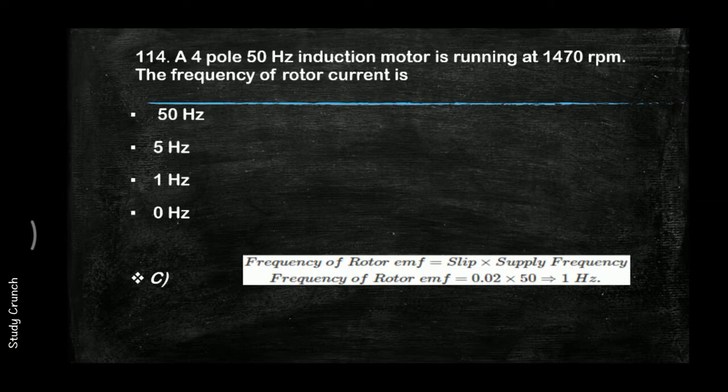Next, a 4-pole 50 Hz induction motor is running at 1470 rpm. The frequency of the rotor current is, so we know the formula, that is slip into supply frequency. Slip is equal to 0.02, as we found earlier in question number 112. So 0.02 into 50 is 1 Hz. So the answer is C, that is 1 Hz.